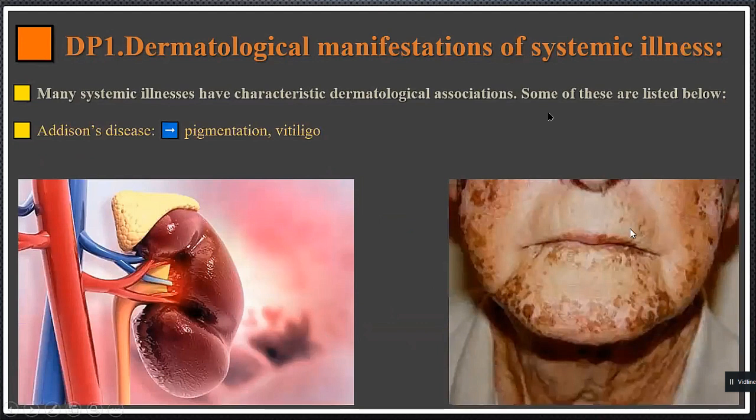So, what are the features here, guys? What is the description in this image? What do you think? Hyperpigmentation. Hyperpigmentation and? Vitiligo. Yeah, so the opposite here. Okay, here hyperpigmentation and here vitiligo.